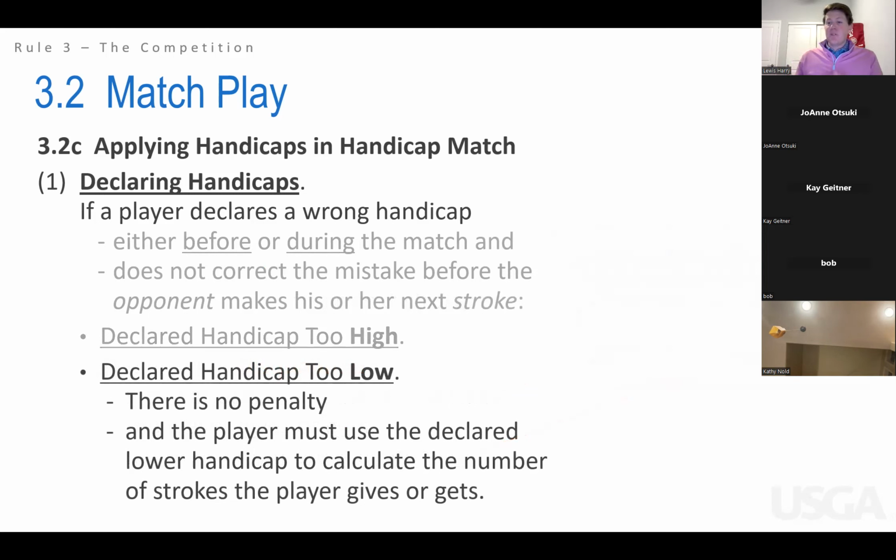If I declare a handicap that's too low, on the other hand, again, maybe I'm a 10 in reality, but I tell my opponent I'm a 5. Well, there's really no benefit to me by doing that, or there's no gained advantage there. What I'm going to have to do is get stuck with that lower number being declared. Maybe the only thing I'm going to do is cheat myself out of the strokes that I probably should have gotten by declaring a handicap that was correct to begin with. So when the handicap is too low, no penalty. You're just going to get stuck with not getting the strokes that you should have gotten in that case.